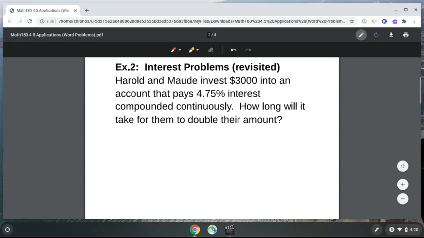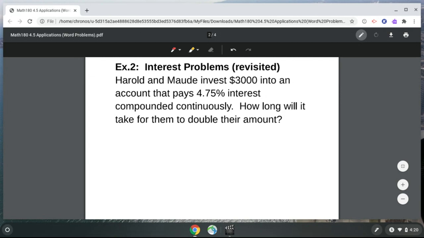Okay. So let's take a look at this. We've looked at investment problems before, but you never had to solve for the exponent. So let's take a look here where you do. Okay, so Harold and Maude invest $3,000 into an account that pays 4.7% interest. It's compounded continuously. How long will it take for them to double their amount?